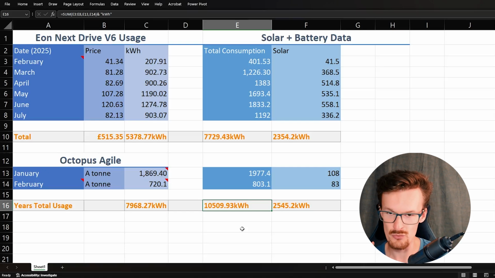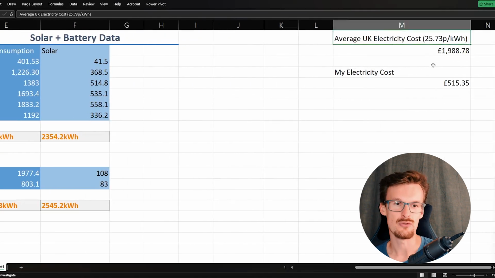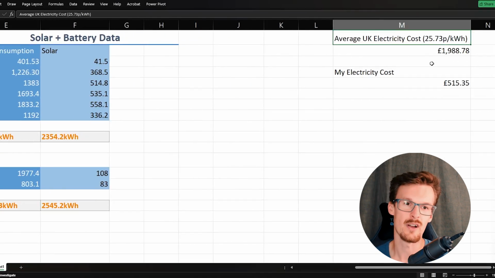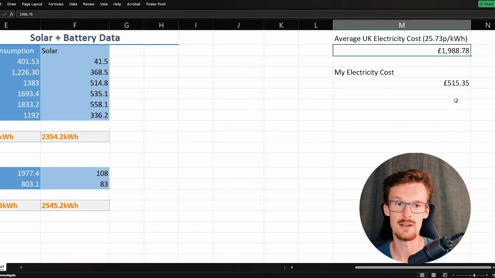But the really good thing about all of this, in terms of how much I have saved compared to someone that would use those rates, is the average UK electricity cost at the moment is about 25.73 per kilowatt. So if taking into account my total that I would have taken from the grid, I would have actually spent £1,988.78 in electricity just from the grid. That's not taking into account my solar power or anything.